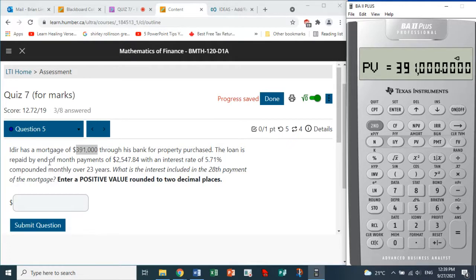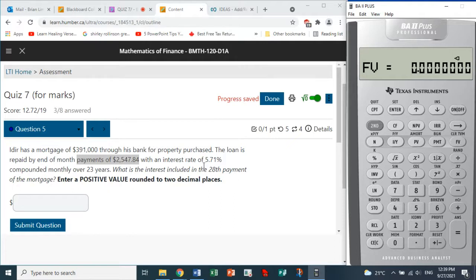Okay, what is the payment? Well, end of month payments of 2547.84. Those are the payments. You put it in as negative, and then 0 for the future value. It should be paid off.